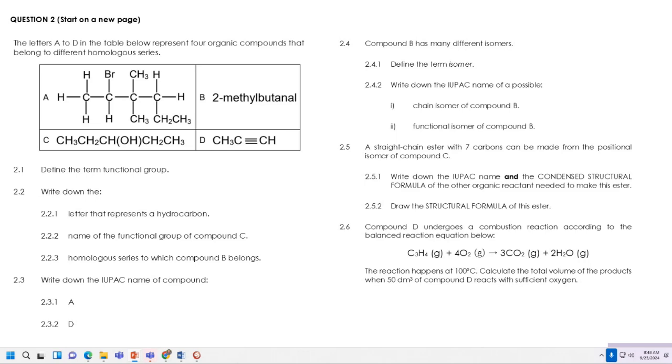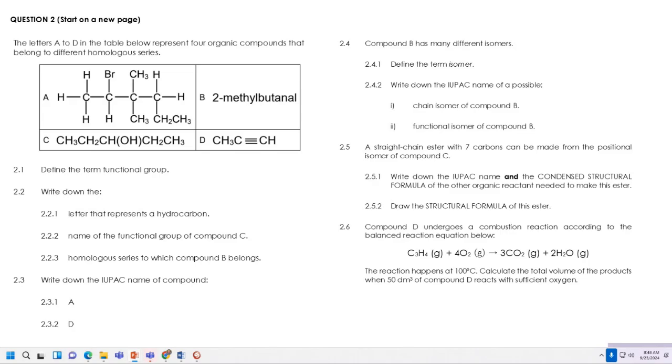The question that we now have to explore is, calculate the total volume of the products when 50 cubic decimeters of compound D reacts with sufficient oxygen. Notice, even the question is agreeing with us that sufficient oxygen gives rise to carbon dioxide. Very good. This is a lovely, lovely question. Now, grade 12s, take note, they say 50 cubic decimeters of compound D.